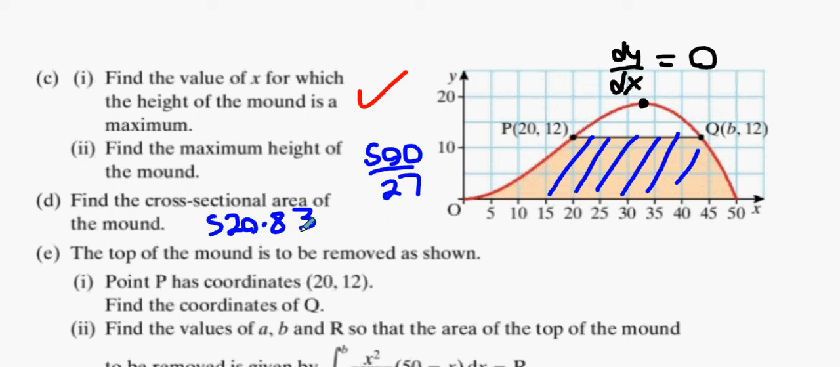The top of the mound is removed as shown. The point has a coordinate 20 and 12. Oh, are they really doing that to us? That's awful. Alright, here's what they're doing to us.